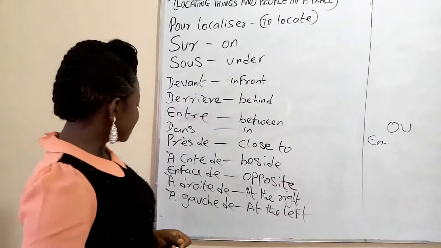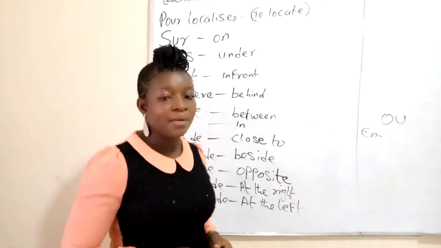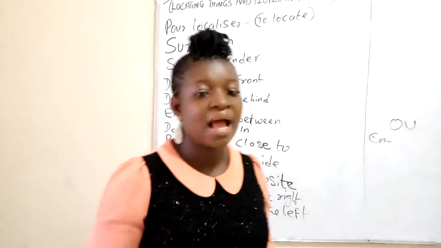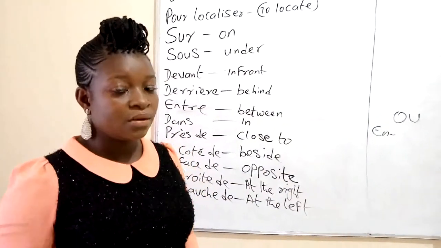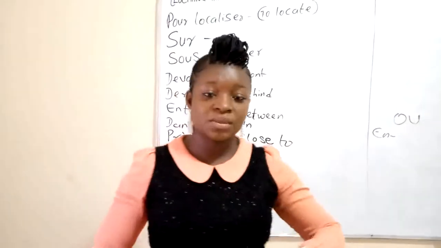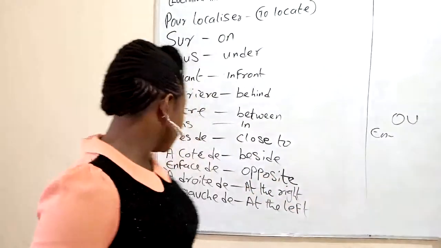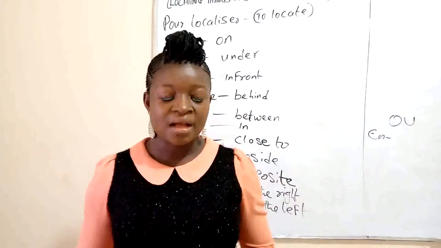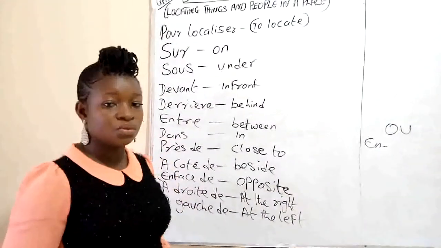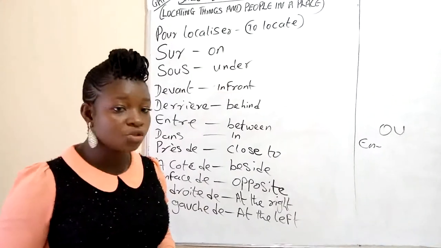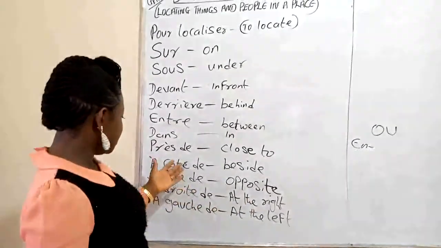Let's not forget à droite. À droite means at the right. When you have something at the right, you can also have something at the left. So at the left is à gauche. Having looked at all this, let's look at how to use those articles to merge with these ones.